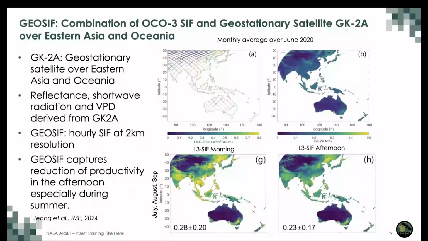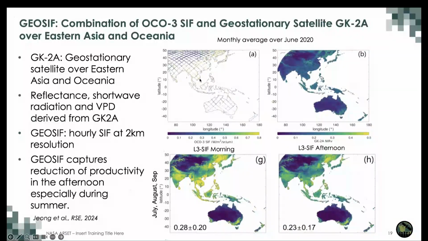Another level 3 diurnal SIF product I want to introduce here is called GeoSIF. It combines OCO-3 SIF and the greenness from a geostationary satellite called GK-2A. GK-2A is situated over the Eastern Asia and Oceania region. It has reflectance and shortwave radiation, and also vapor pressure deficit derived from this satellite. GeoSIF has hourly temporal resolution and 2 kilometer spatial resolution.